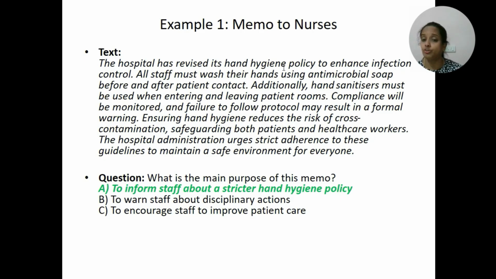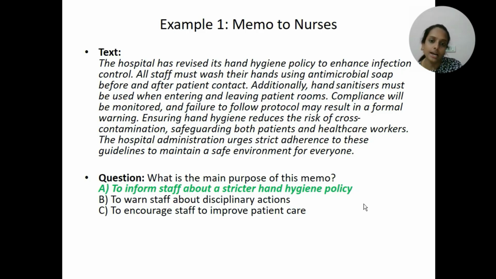So remember, you have to read the question carefully. This question is asking for the main purpose of the memo, right? And then you have to skim the text for the overall idea. The memo focuses on new hygiene rules. And again, find the keywords: revised policy, which matches option A. And then verify the correct answer with evidence. Here the memo announces changes rather than focusing on punishment. If you check answer B, and general patient care in C, these two answers are wrong, so you can easily eliminate those wrong options.